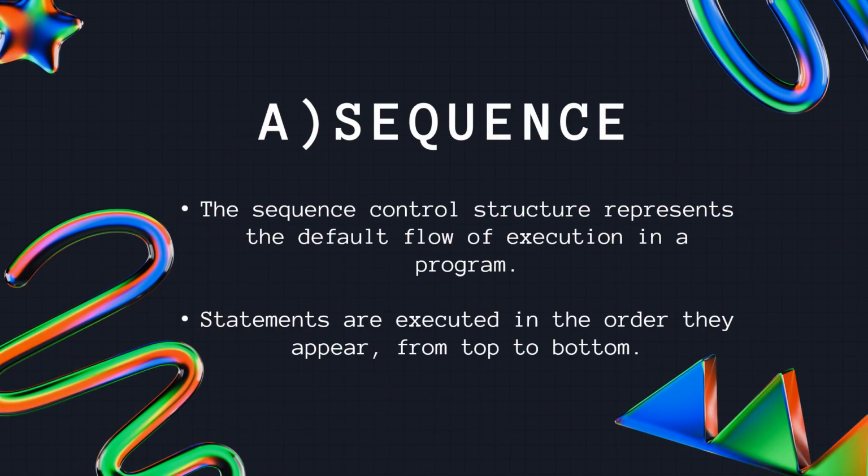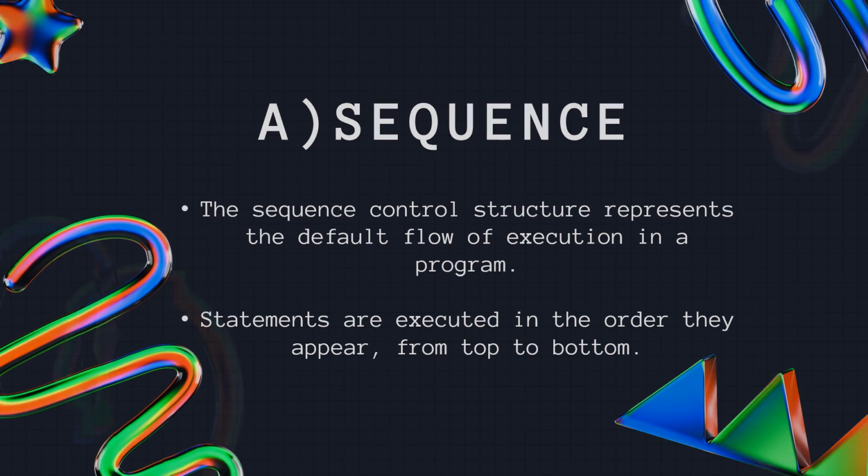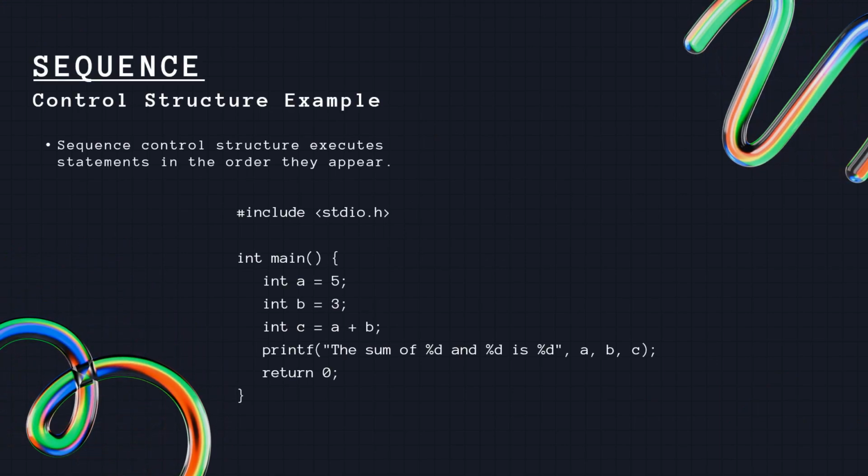Sequence control structure represents the default flow of execution in a program. Statements are executed in the order they appear from top to bottom. An example of a sequence control structure is this program that declares the variables A, B, and C, and C is the sum of A and B, and our program then prints or displays a message that the sum of A and B is C.